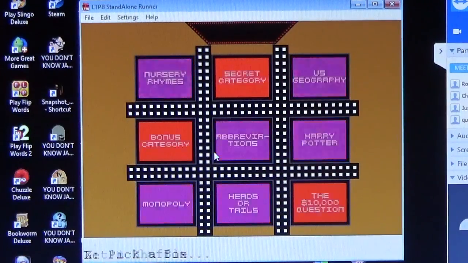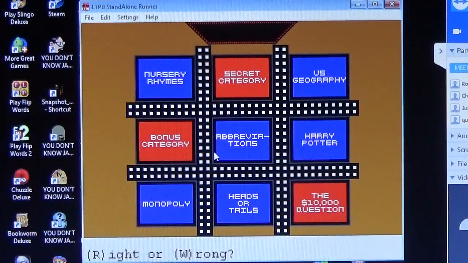All right, Justin. Heads or tails? He's going with heads or tails. Okay, all you have to do is tell me whether the coin I flip is going to be heads or tails. Go ahead, Justin. Heads. Let's see. Nope, it's tails. So you don't get that box, and we shuffle.